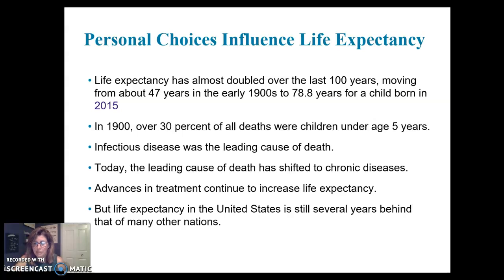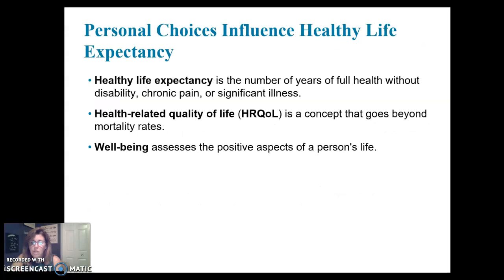Life expectancy in the U.S. is several years below that of many other nations, however, and that's largely due to many complex factors, but they include obesity, tobacco and alcohol use, drug overdose, and our healthcare system. Healthful choices increase your life expectancy, the number of years of full health you enjoy without disability, chronic pain, or significant illness. Health-related quality of life is a multi-dimensional concept that includes elements of physical, mental, emotional, and social function. Closely related to that is well-being, which assesses the positive aspects of a person's life, such as positive emotions and life satisfaction.